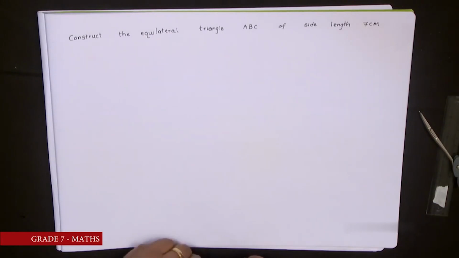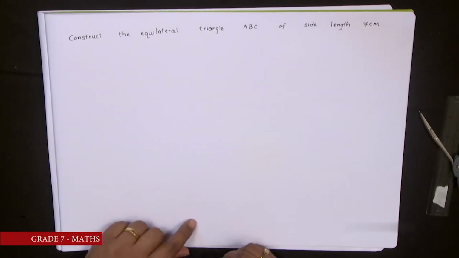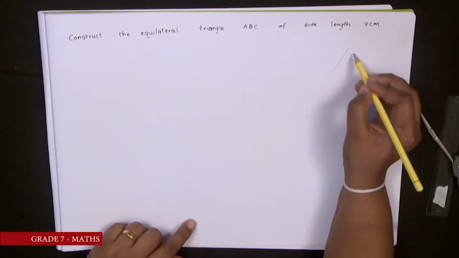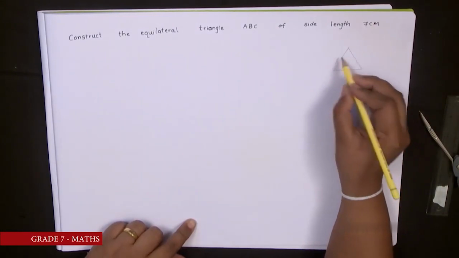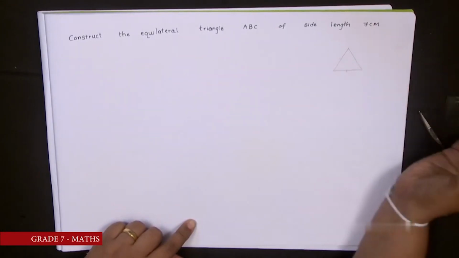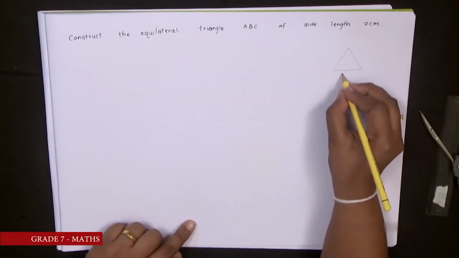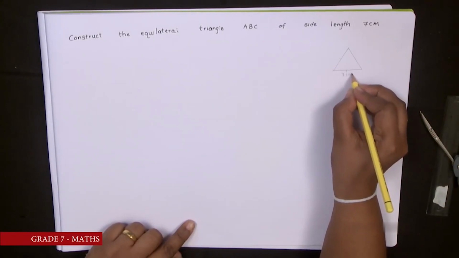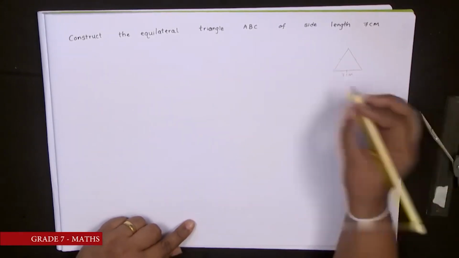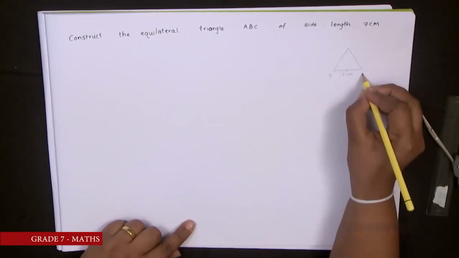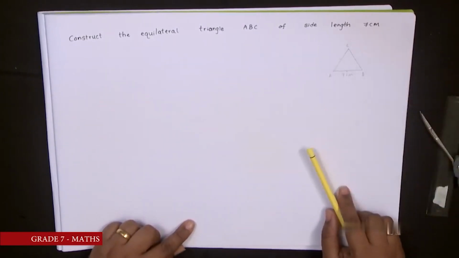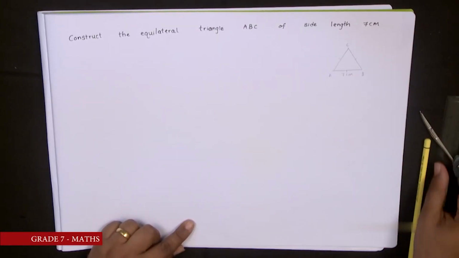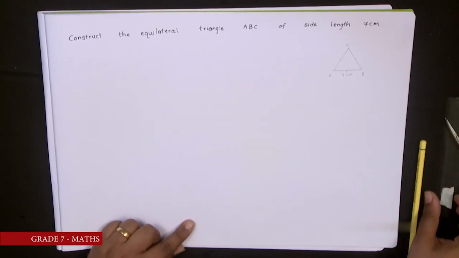Right. First of all, we will draw a sketch of it. It should be a triangle. All three sides should be equal. The length of one side is 7 centimeters. So, we will name the triangle A, B, C. Right. Now, my sketch is there. I am going to construct it now.